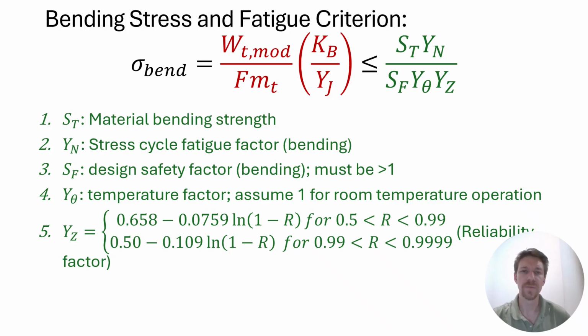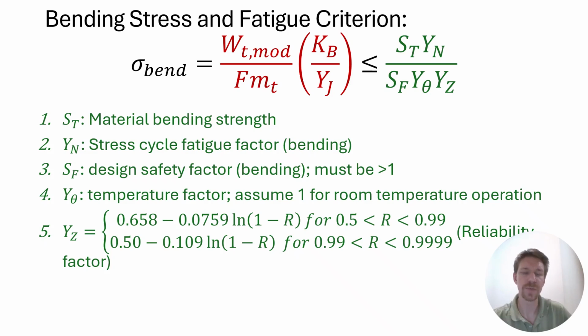Now, we looked at these aspects: the load, the face width, the module, the K sub B, and the Y sub J, the geometry factor. Now, the criterion is that product must be less than the product of these factors. What are these factors? We've got the material bending strength, or as AGMA calls it, a stress number. We have the stress cycle fatigue factor, and this one's specifically for bending. A design safety factor, which must be greater than 1, of course.